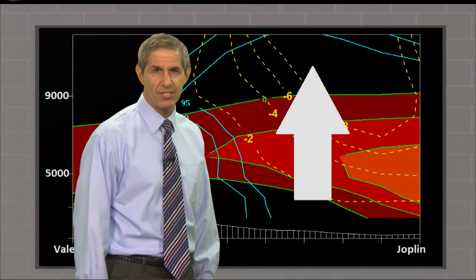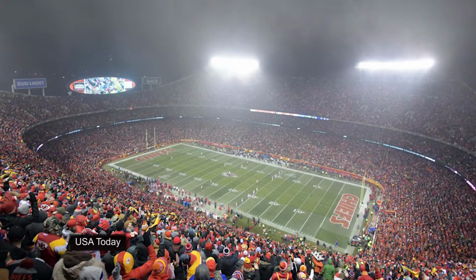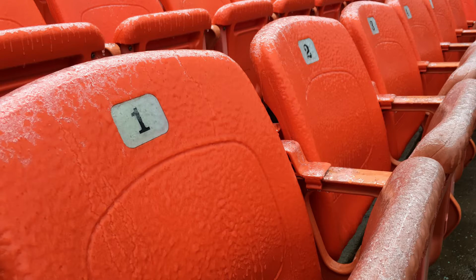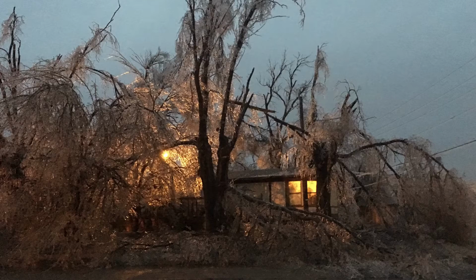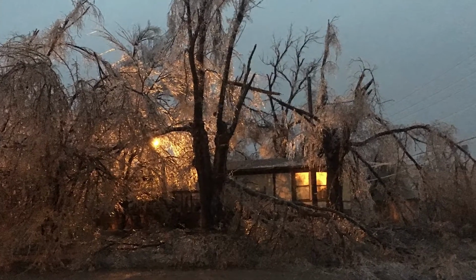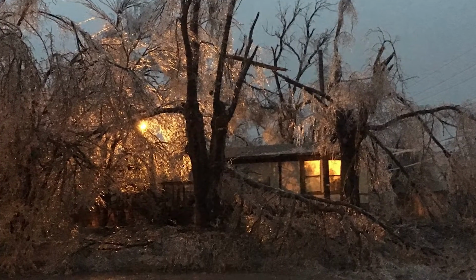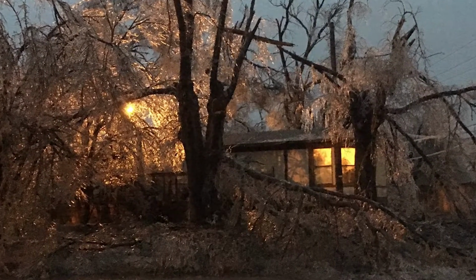In Kansas City, the Steelers-Chiefs playoff game was moved back 7 hours to allow temperatures to rise above freezing, but not before about 2/10 of an inch of ice built up on the seats. Other places in Missouri, Nebraska, and Oklahoma had thicker accumulations of ice that brought down trees and power lines.